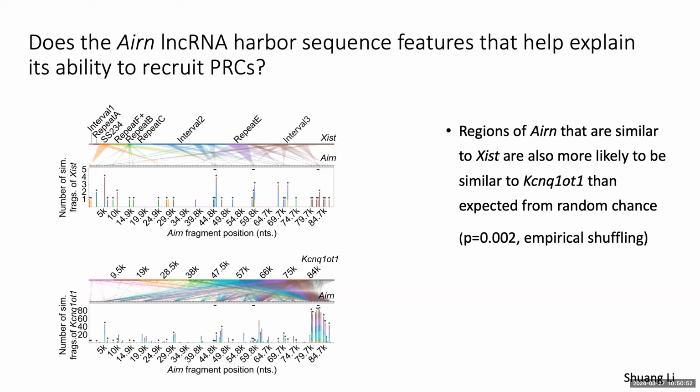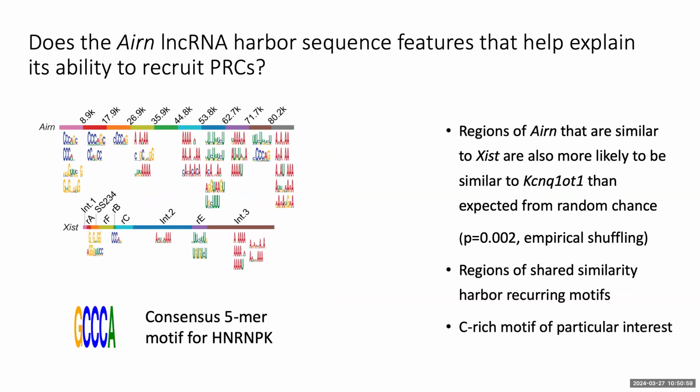And if we search these shared three-way similar regions for enriched motifs, we find them, and I'm showing you some of the most significant ones here over Air and Xist. And the thing that immediately popped out to our interest is this C-rich motif, which is essentially equivalent to the known consensus for a very abundant RNA binding protein called hnRNPK.